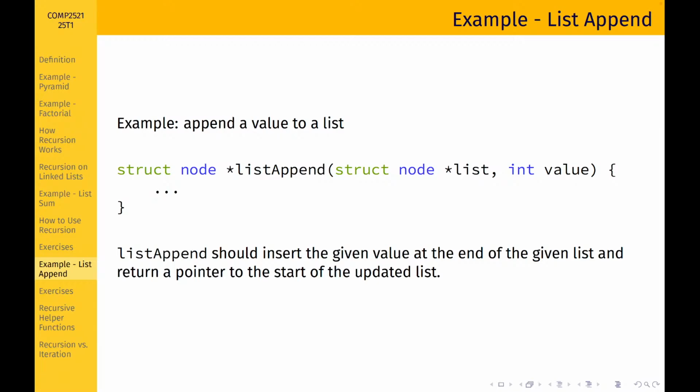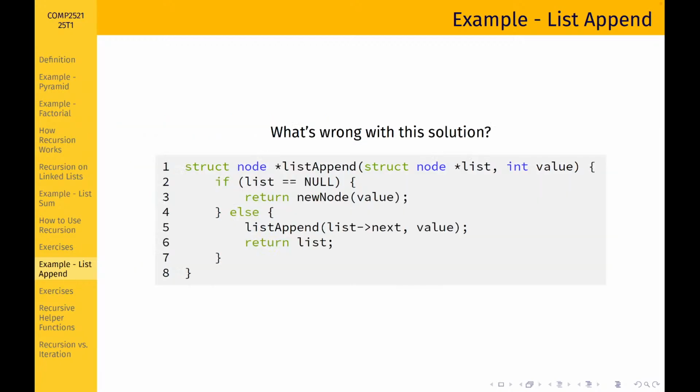So we want to add a value to the end of the list and return a pointer to the start of the list. Does anyone know why we might need to return a pointer to the start of the updated list? Any ideas? Yeah, so you don't lose the list. Yes, so we don't lose the list, specifically in the case where the list is originally empty. If the list is empty and we append a value, then the resulting list is the node containing that value, and we want to make sure to return a pointer to that node so we don't lose it.